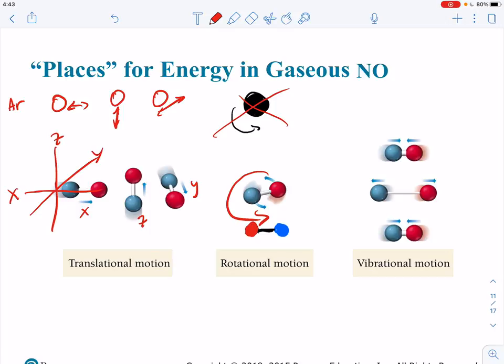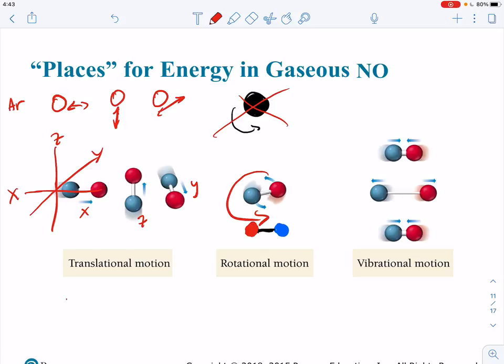And here, that bond that you have between the nitrogen and the oxygen is vibrating. Imagine that you are connecting two balls with a rubber band, and then you stretch that rubber band back and forth. That's what the bond is doing. So you are adding more microstates here.